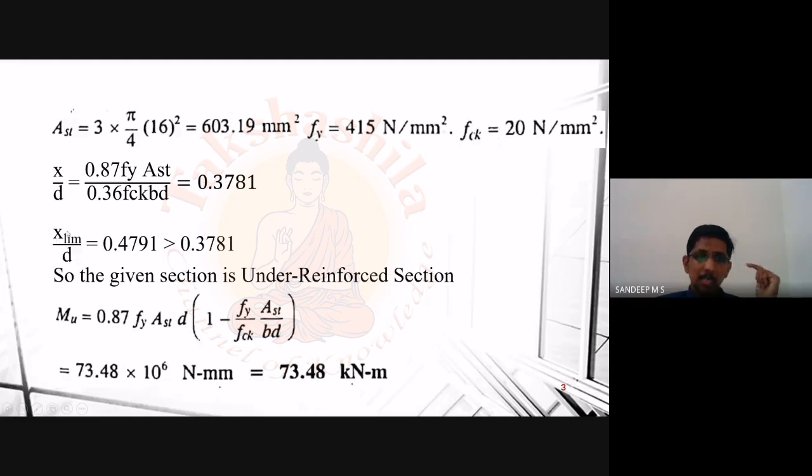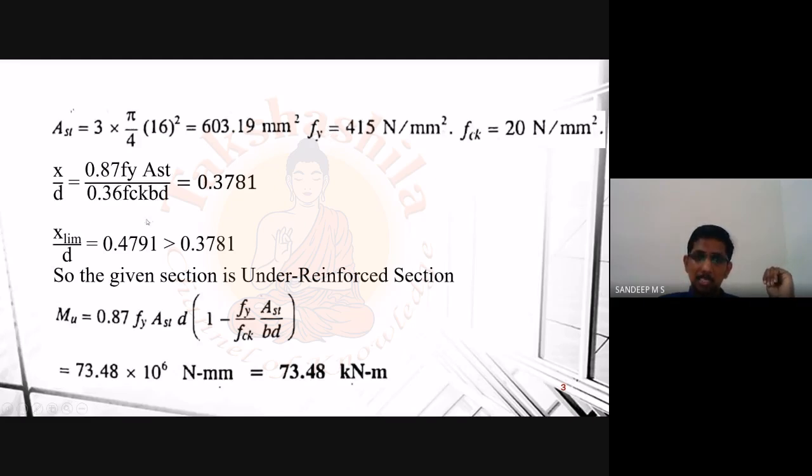I have to get the value of x limit by d from the table given in IS 456. If you have your IS 456 code with you, please do refer to it and find out the value. If I go to page number 70, I can see that there is a table given there. Corresponding to each grade of steel we have a different value of x limit by d. So in this particular problem, I have Fe 415 steel.